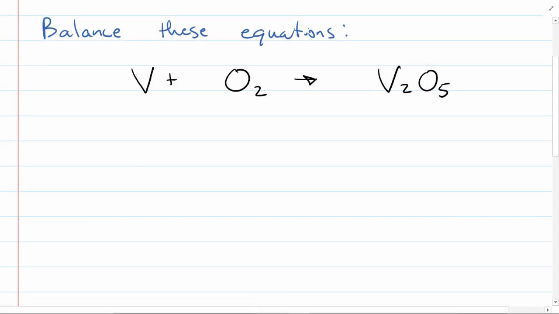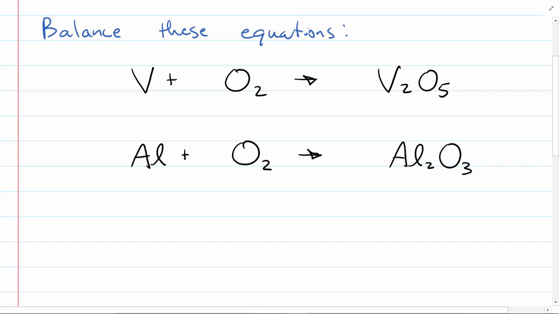Next equation we'll look at will be Al plus O2 yields Al2O3. And then the last one will be this one, KClO3 yields KCl plus O2.